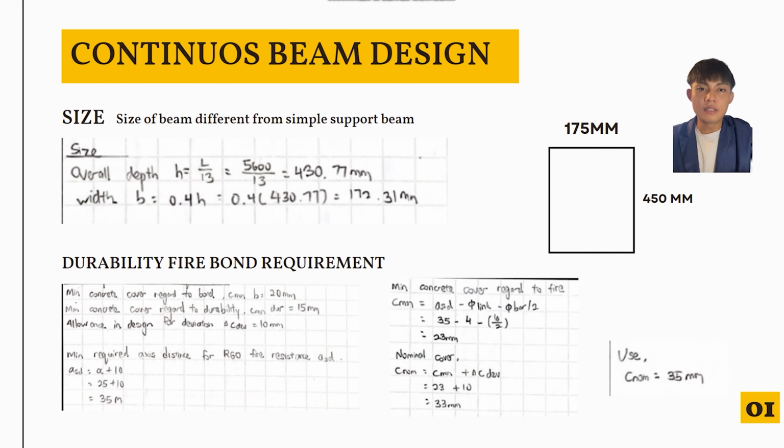Same as the previous, we need to determine the size and depth of the beam, which is different from the simple support beam. This is because of the longer length of the beams, and we calculate the durability and fire resistance. For XC1 and the fire resistance, the C nominal we calculate is equal to 35 mm.